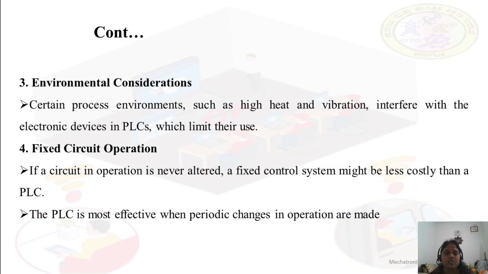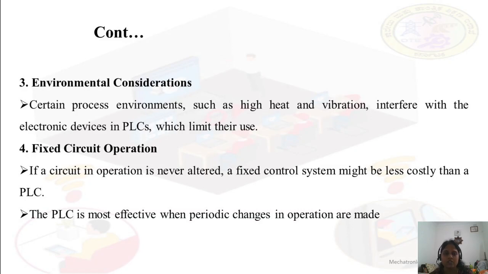Next disadvantage is fixed circuit operation. If a circuit in operation is never altered, a fixed control system might be less costly than a PLC. For example, if you are using a PLC for only one single function, that is only for single circuit operation, then going for a PLC is not worth it. You can go for relay logic control, which will be less costly than your PLC.